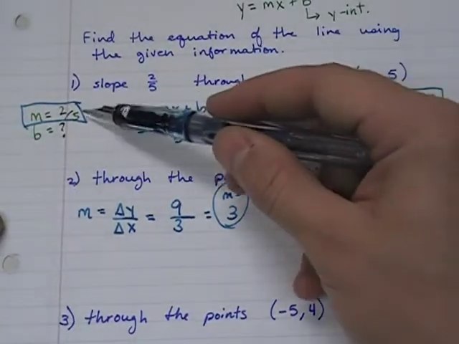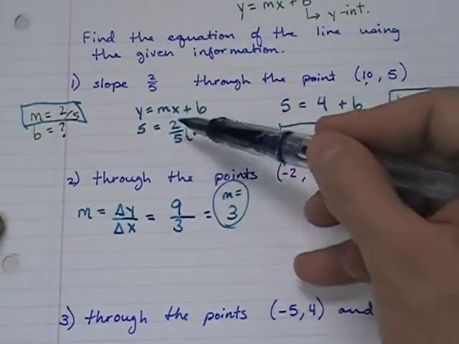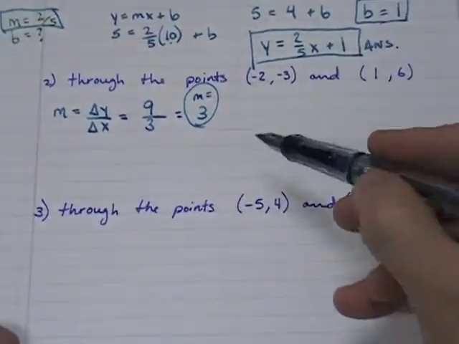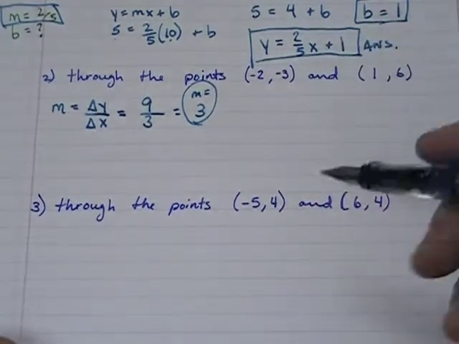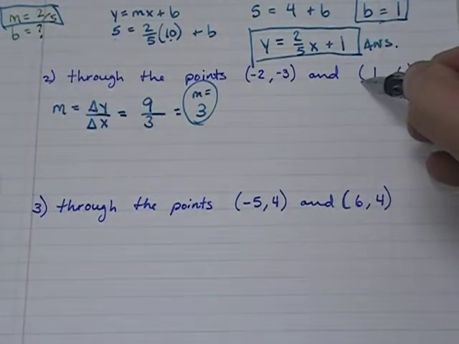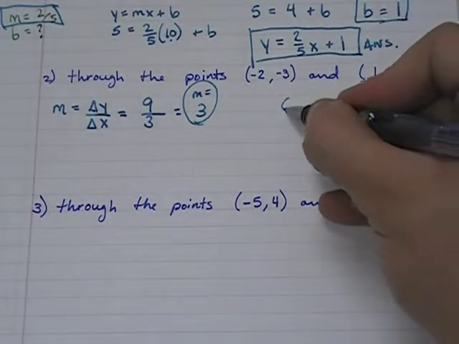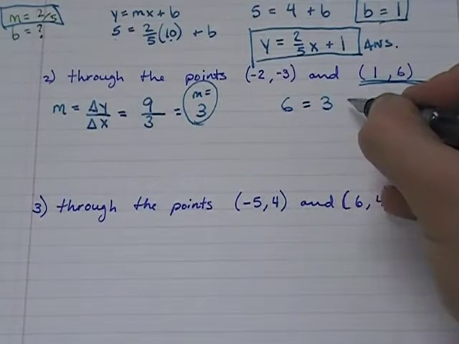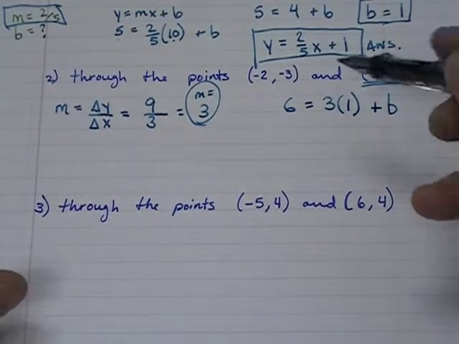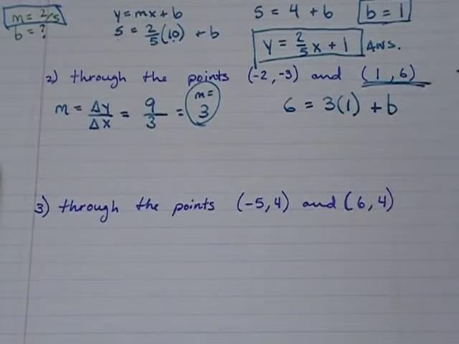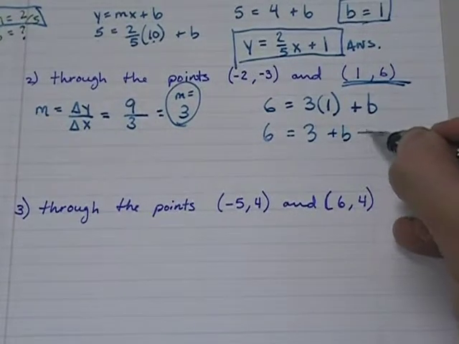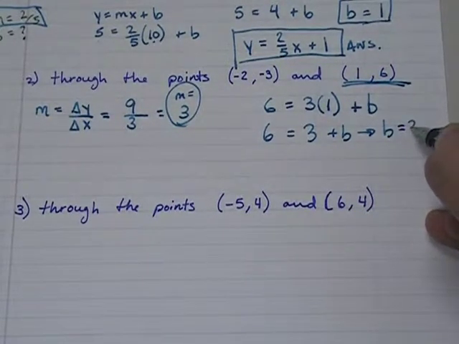Now, go back to your first problem. If you know m, you can plug in an x and a y value, x here, y here, to solve for b. So basically, at this point, you're doing the first problem over. So we say, fine, y equals mx plus b. I'm going to pick this point right here. 6 equals mx plus b. So 6 equals 3 times 1 plus b. Well, 3 times 1 is 3, so 6 equals 3 plus b. So what do you know? B must equal 3.